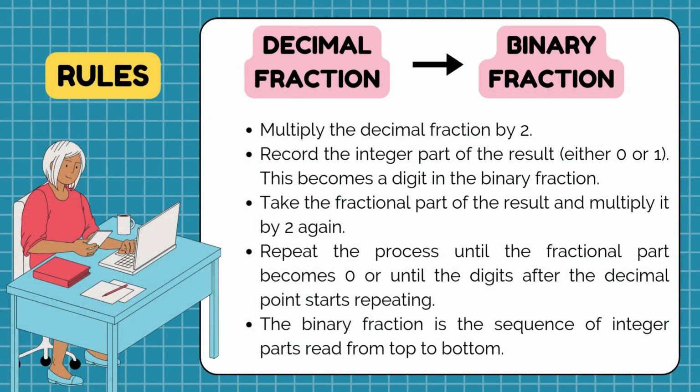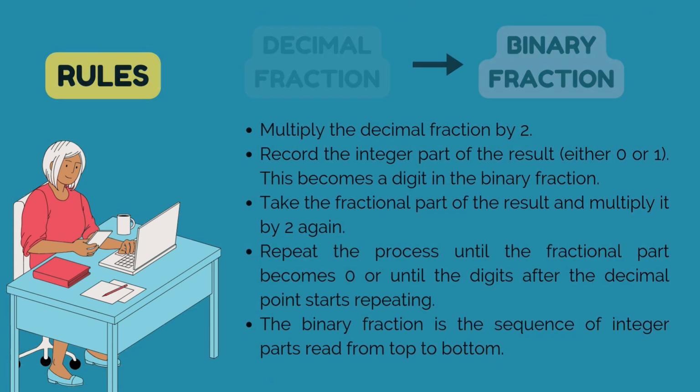Here's how it works. 1. Multiply the decimal fraction by 2. 2. Record the integer part of the result. It will be either 0 or 1. 3. Take the fractional part of the result and multiply it by 2 again. 4. Repeat this process until the fractional part becomes 0 or until the digits start repeating. Let's apply this to 0.15.